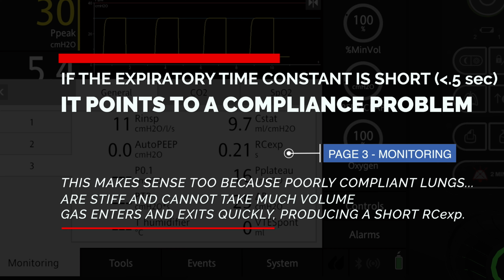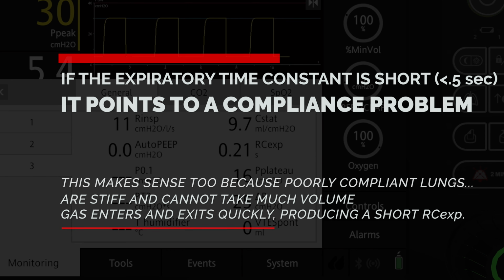Now that we are all enthusiasts of mechanical ventilation, let's take a step back to see how easy it is to use ASV.